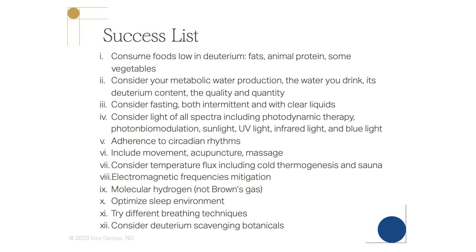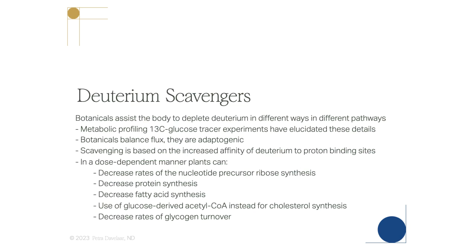It's very successful to do that with algae and magnets, and try different breathing techniques. Realize that oxygen is one of the two rate limiting factors of metabolic water production besides protons. Add deuterium scavenging botanicals if needed. So these are botanicals that assist the body to deplete deuterium in different ways, in different pathways.